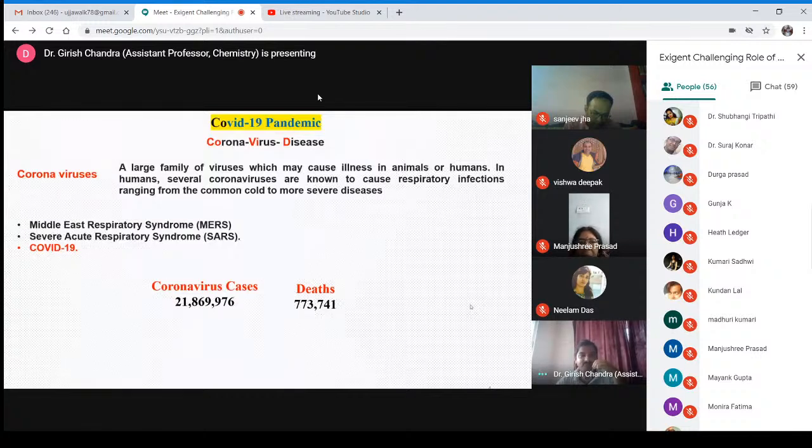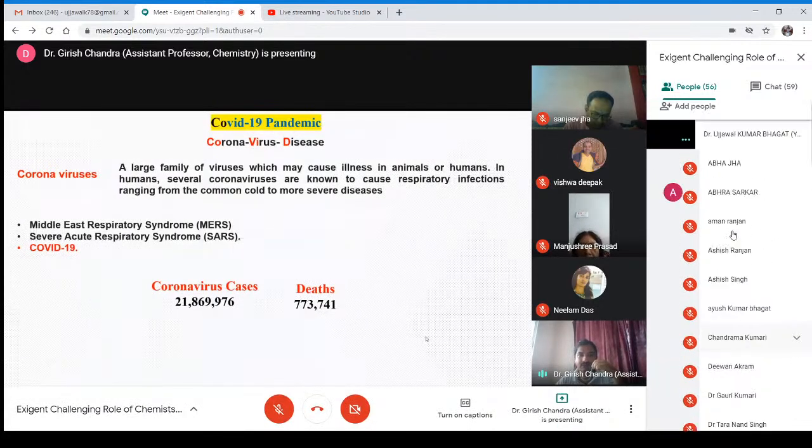So this is very unique in the sense that this is the first time this kind of virus is recognized by human beings, and we were never infected or never had any kind of problem due to this Corona 19 or COVID-19 disease.